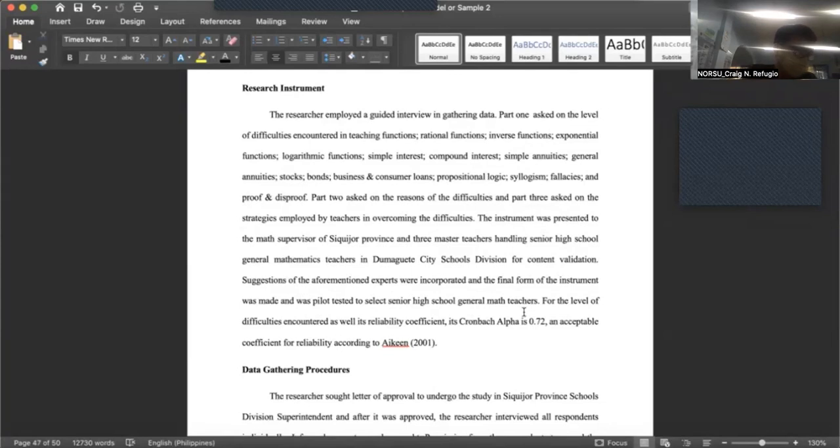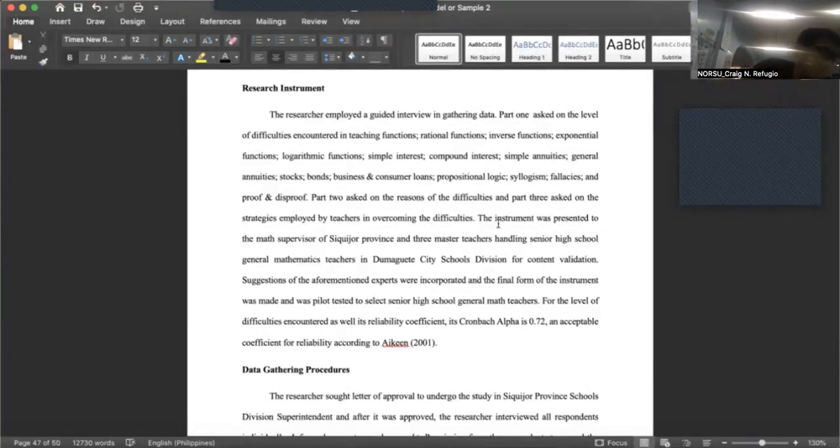Have you read that one and have you seen that one in your file? Yes, sir. So you are going to retain this statement. That would be the replacement of the last sentence that I told you to be deleted in your proposal. And when you say the instrument was presented, you change that into future tense or maybe present tense.